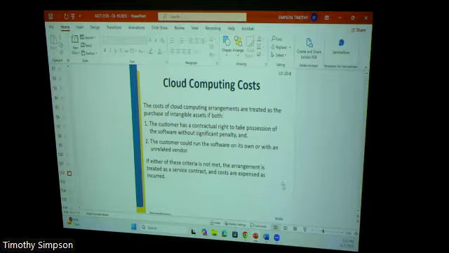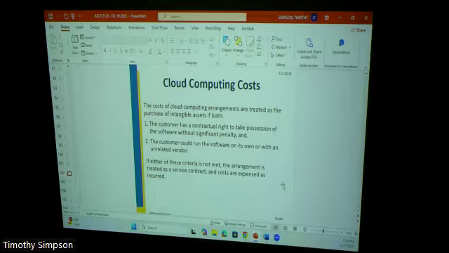Now, if both of these are met, then we treat it a little bit differently. That is, if the customer has a contractual right to take possession of the software, and I don't know how common that is. My experience, and I have not worked everywhere, so I don't know, but I don't know that that's real common. But the customer can run the software on its own or with an unrelated vendor. Well, that's not terribly uncommon. That was really the case before cloud computing became a thing.